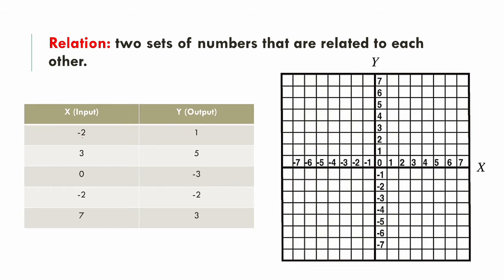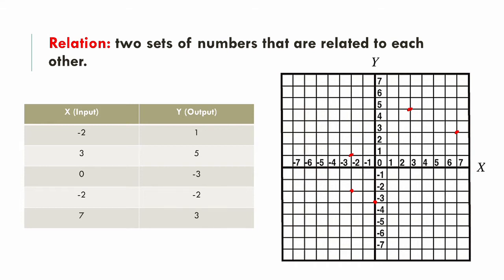So let's do a little bit of graphing real quick. Negative 2, 1. So on the graph, negative 2, 1 would be that point. 3, 5. So 3, 5. 0, negative 3. Negative 2, negative 2. And the point 7, 3. So these points on the graph represent a relation. They're just a set of points that are related to each other.